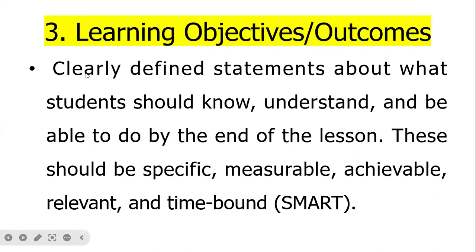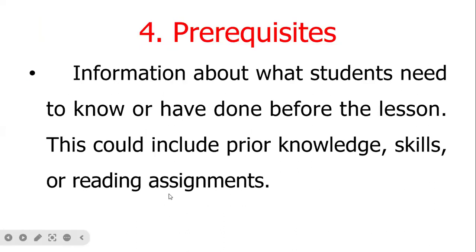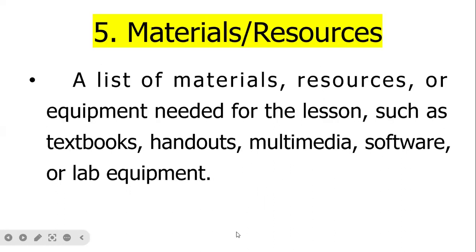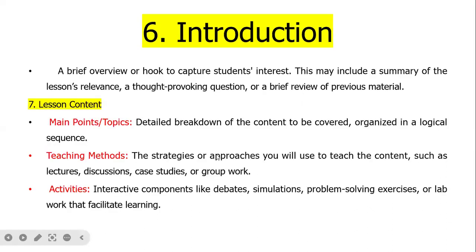Learning objectives: clearly defined statements about what students should know, understand, and be able to do after the lesson. These should be specific, measurable achievements, that is, SMART. Prerequisites: information about what students need to know before the lesson. This could include prior knowledge, skills, and required assignments. Materials and resources: a list of the materials, resources, or equipment needed for the lesson, such as textbooks, handouts, multimedia, software, and lab equipment.